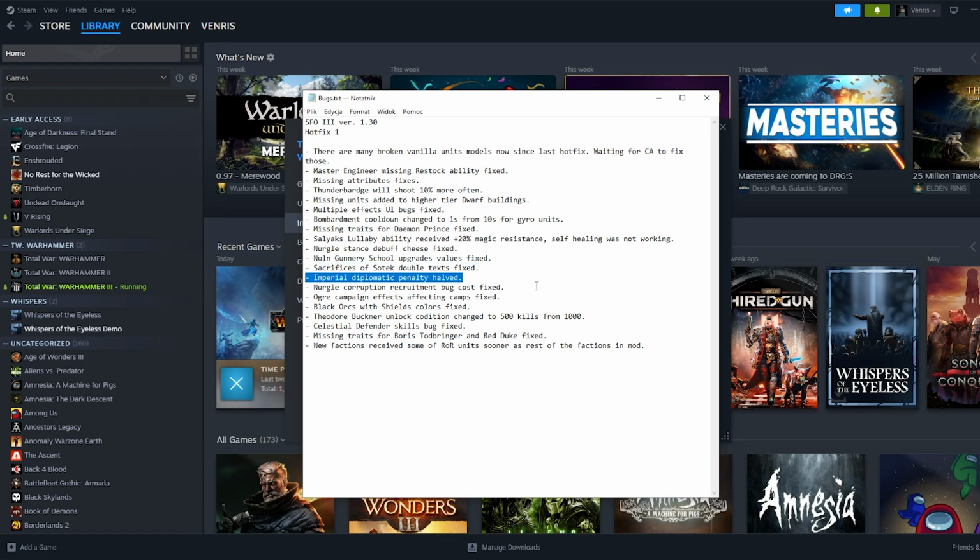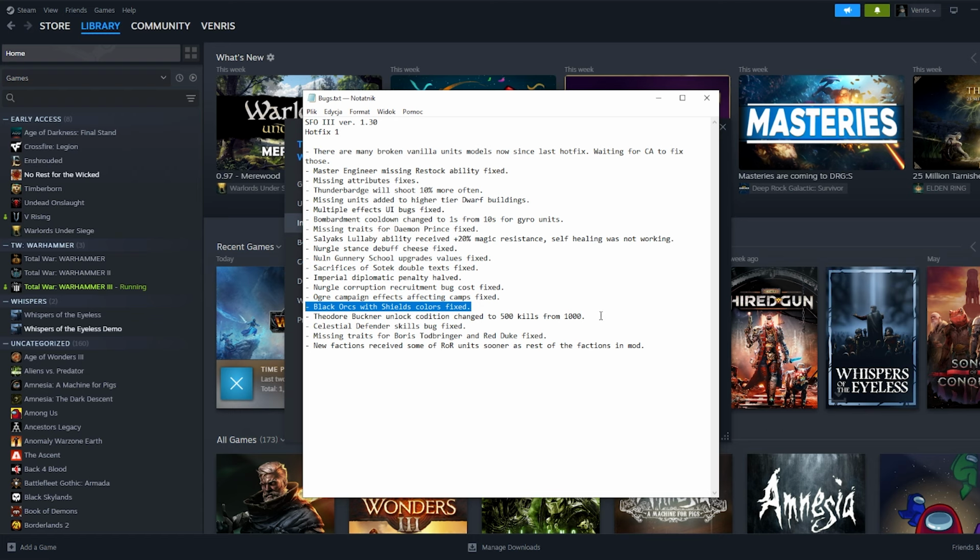Imperial Diplomacy penalty was fixed. I don't know why it was so high, it had to be some reminiscence of old stuff. It was also halved. Nurgle corruption recruitment cost also fixed, there was a wrong scope here. Ogre campaign effects affecting camps also fixed, this is a technology effect. Black Orcs with shield color fixed. They were colorful, they are not colorful anymore.